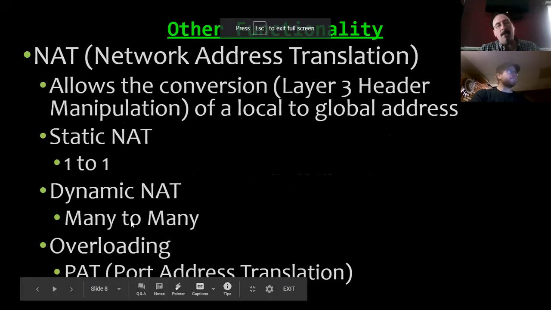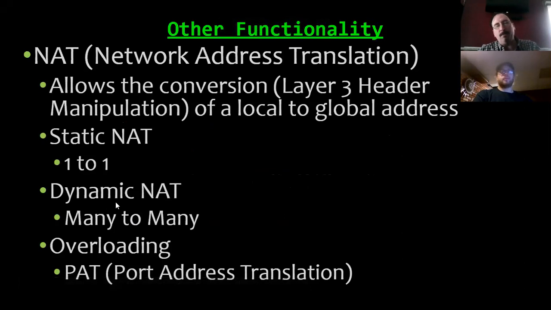Many to many. So unlike static, with dynamic you're going to have many IPs possibly translating to many IPs. Again, there's wiggle room here. We can actually have one IP using many IPs. Technically you can set up PAT as well, so what's the difference? Dynamic NAT with one to many or many to one is kind of one and the same.